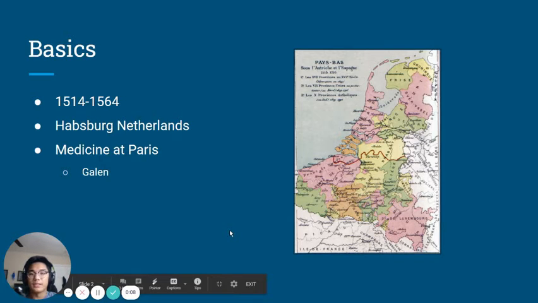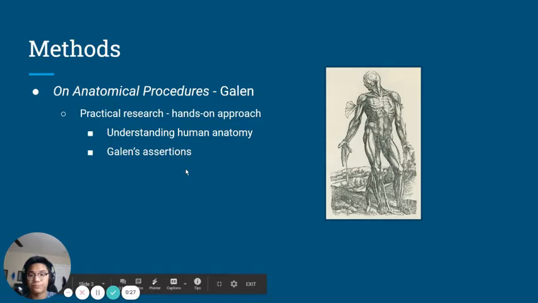So some of the quick basics of his life is that he was born in Habsburg, Netherlands in 1514 and died in 1564. And where his contribution to the scientific revolution really began was in Paris during his study of medicine. And this is important because that was where he was introduced to the works of Galen.